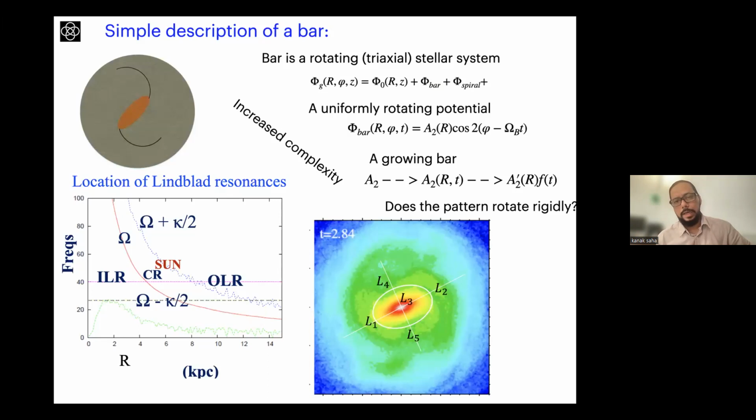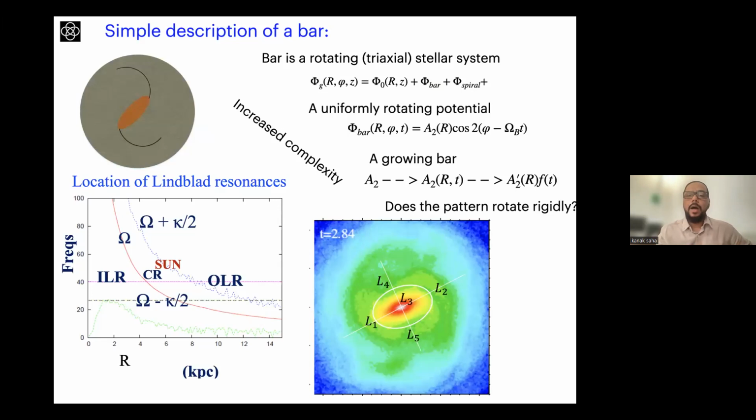But from the simulations, as we know, there is a considerable part of the bar's life which is in the growing phase, where the amplitude of the bar is growing, which can destroy this simplest time dependence. It makes it a very general time-dependent problem, and a very complex problem to deal with.